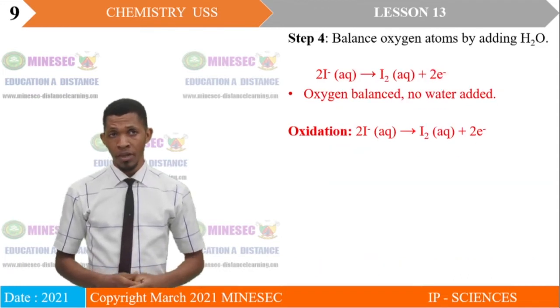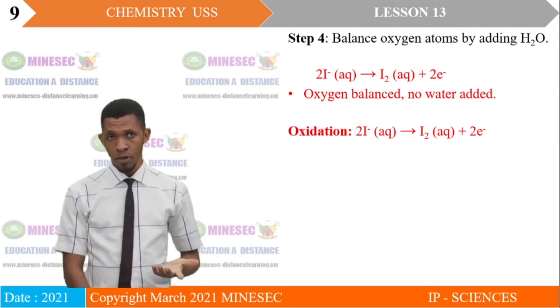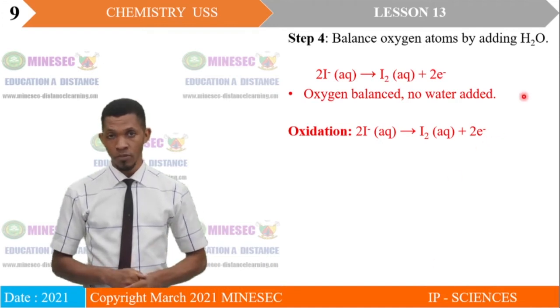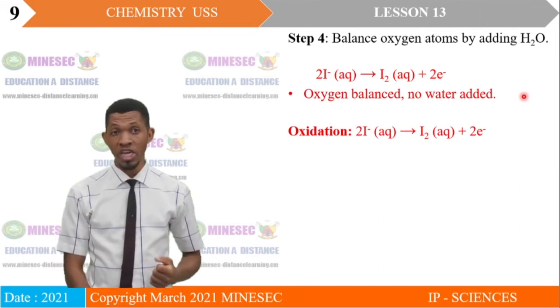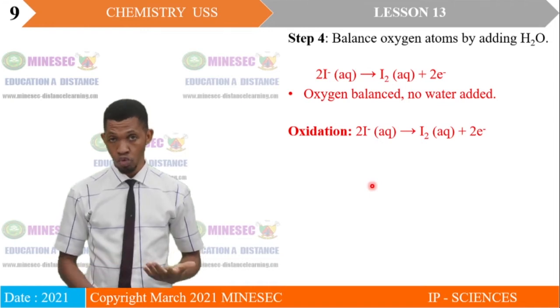Step 4, balance oxygen atoms by adding water. Looking at the oxidation half equation, there are no oxygen atoms, so there is no need to add water molecules. And so the oxidation equation remains 2 iodide giving iodine plus 2 electrons.